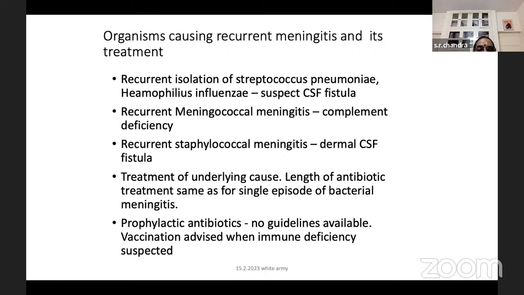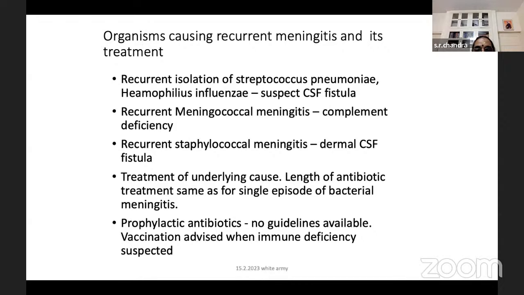So what are the situations where we get recurrent meningitis? Recurrent isolation of Streptococcus pneumoniae, Haemophilus influenzae. If you find that in a person who presents with recurrent meningitis, suspect a CSF fistula. So there may be a CSF leak somewhere which is evident or not evident. So we'll have to look for CSF rhinorrhea, otorrhea, all those things you have to suspect and close it. Otherwise, the meningitis will recur.